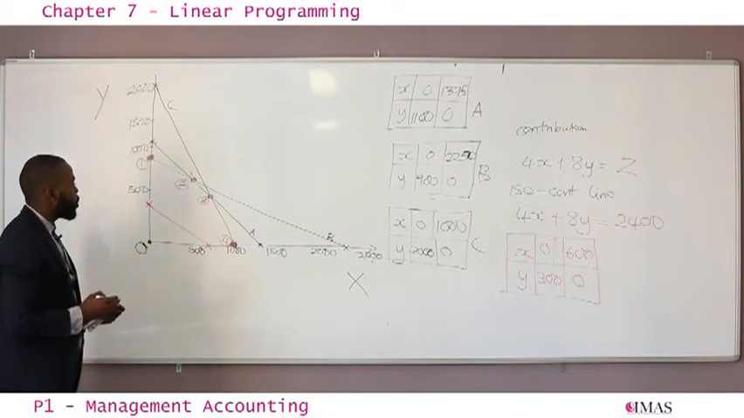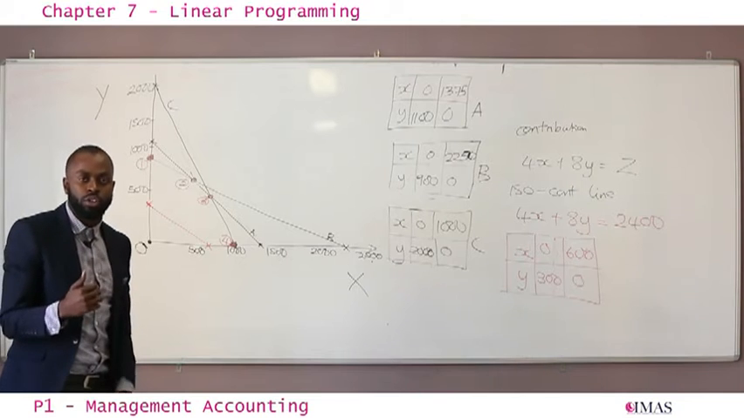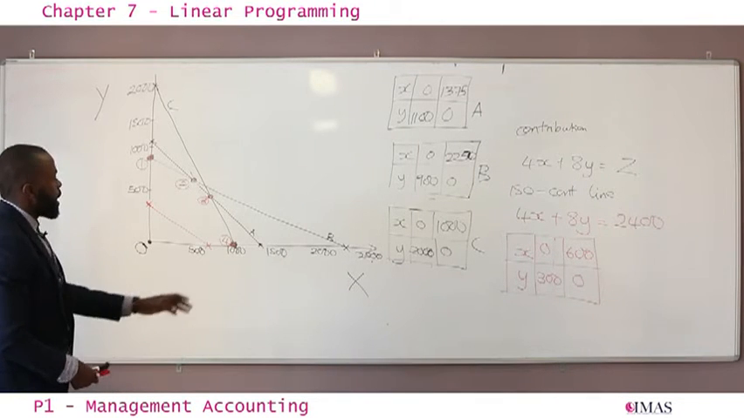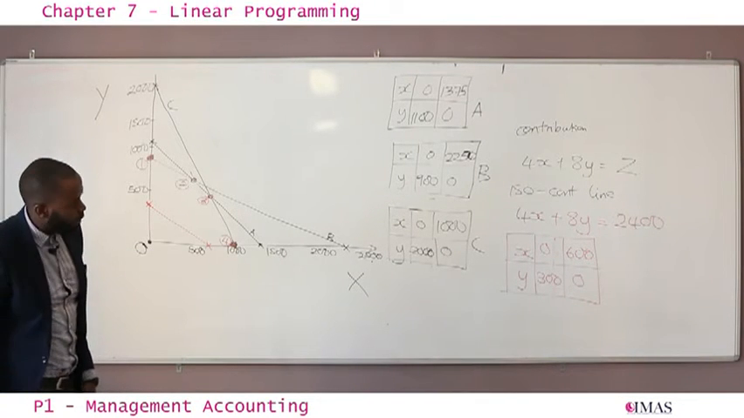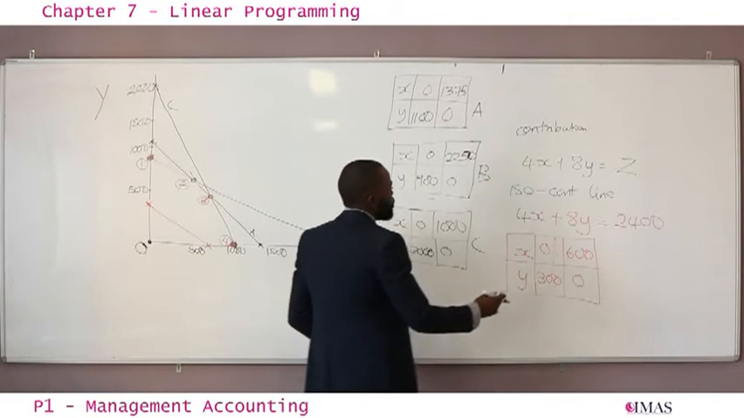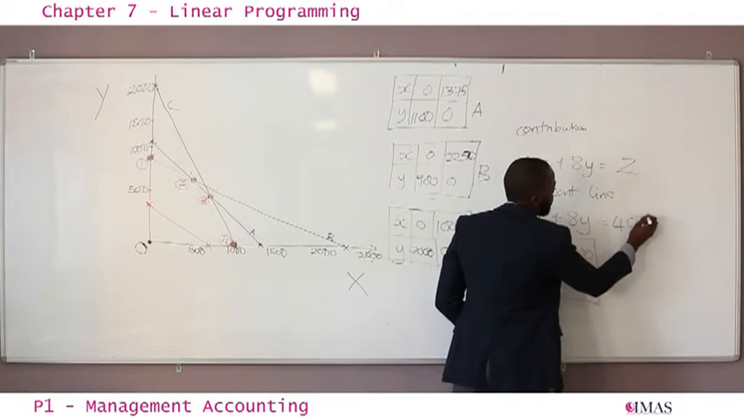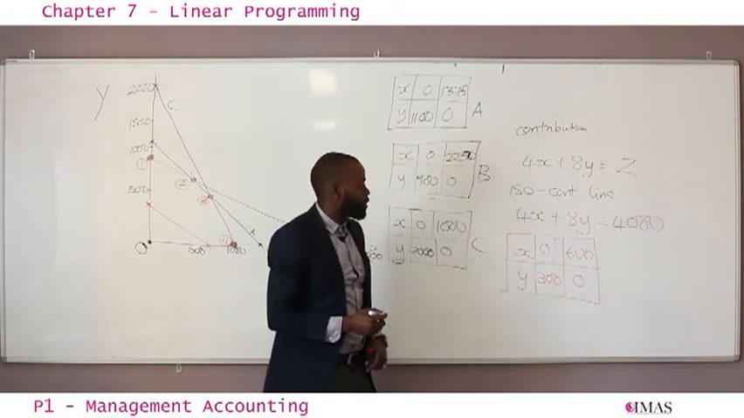So this line, we call it an iso contribution line. It's a line that is similar to a contribution line. Let's say I chose a different figure here. I want to see what will be the effect. Let's say instead of using 2,400, I want to see what is the change if we have to use 4,000.